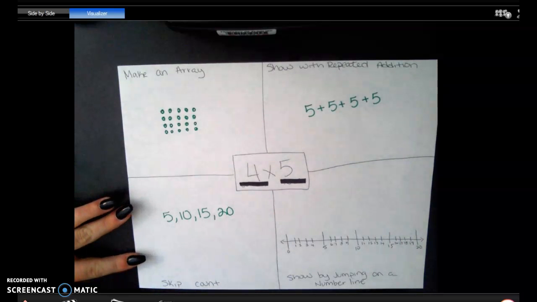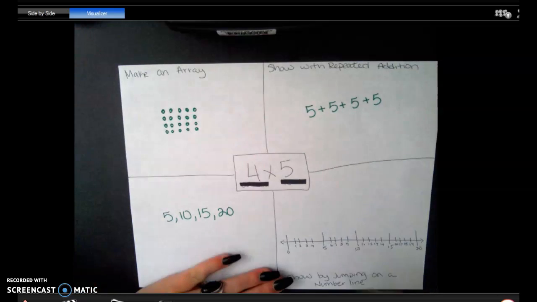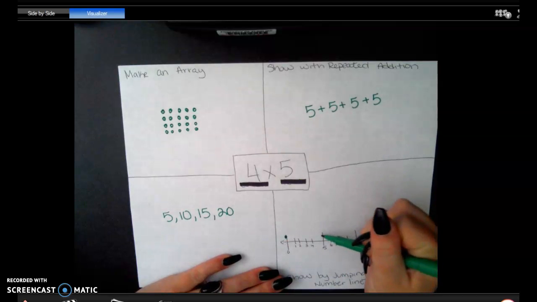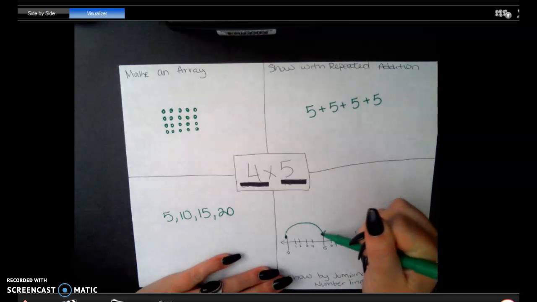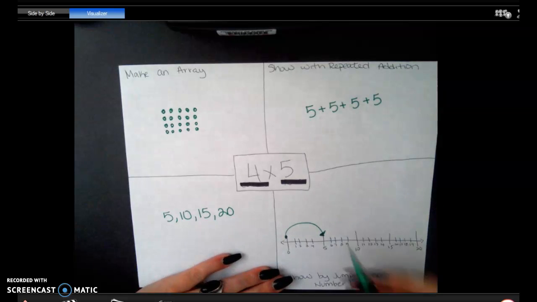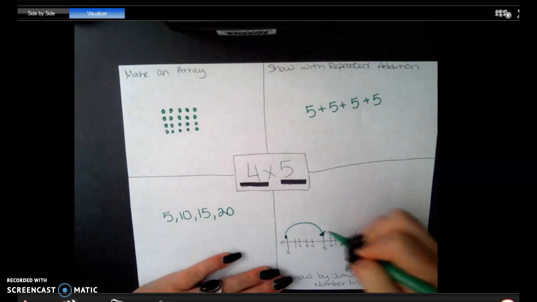Now we're going to show 4 times 5 jumping on a number line. So you always start at 0, and you know that you land 5 spaces the first jump because your number is 5. Now you're going to jump 5 more spaces. 1, 2, 3, 4, 5.